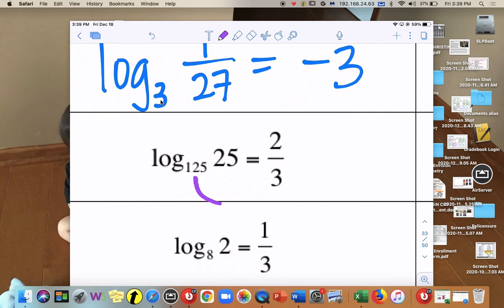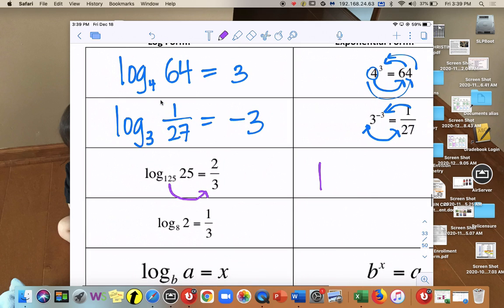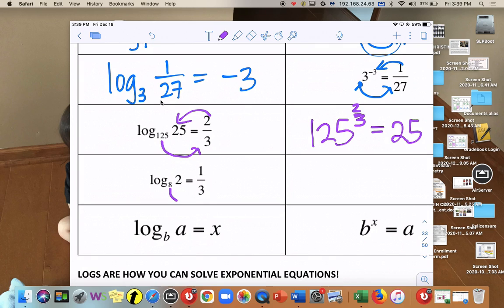We're going to start with the base, and we're going to say 125 is the base to the power of 2/3 equals 25. So again, we start with the base. Here the base is 8. 8 to the power of 1/3 equals 2. So you should be able to go from one form to the other, and you always start with the base and make a loop to get each of the forms.